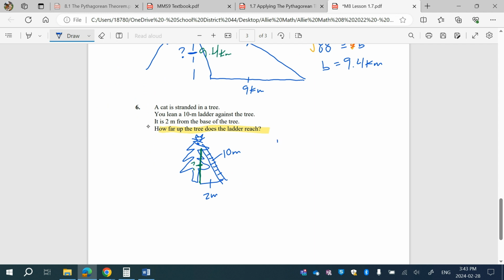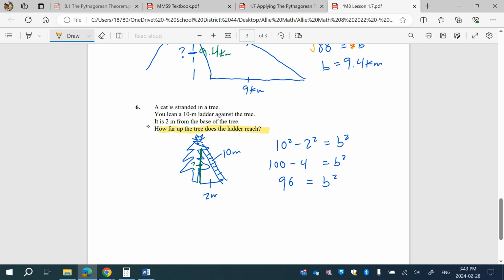So we can go 10 squared, that's our hypotenuse, minus 2 squared equals b squared. Next, 10 times 10 is 100, minus 2 times 2 is 4. That's going to equal b squared. Now 100 minus 4 is 96. That equals b squared. It's not one of our celebrity numbers, so I know it's going to be a decimal.